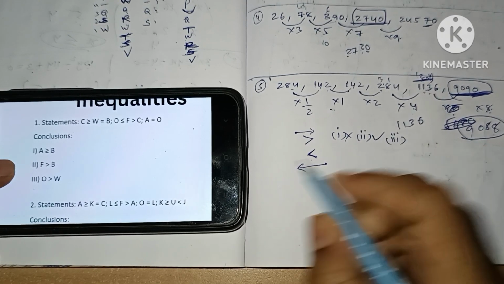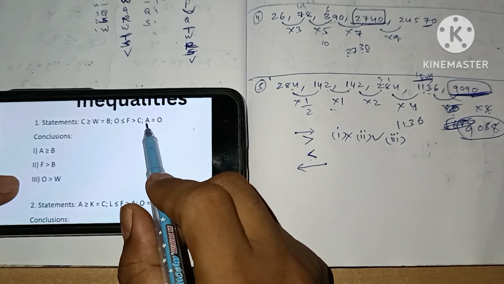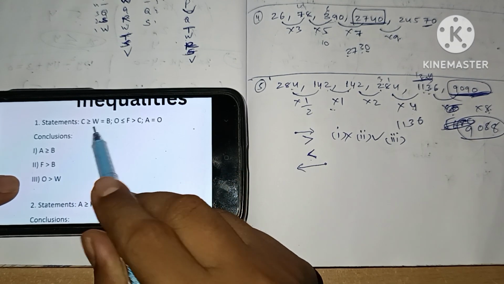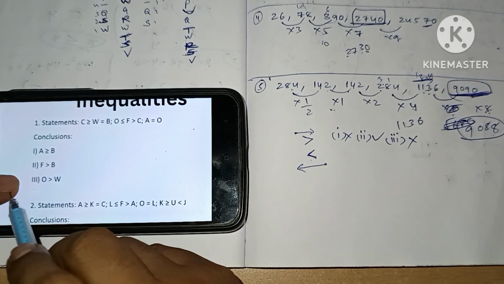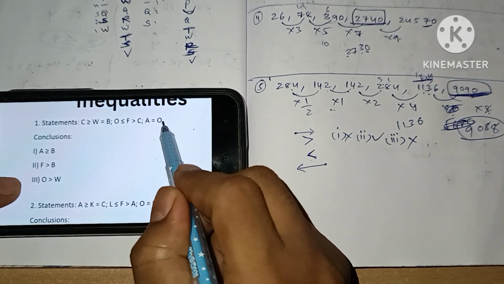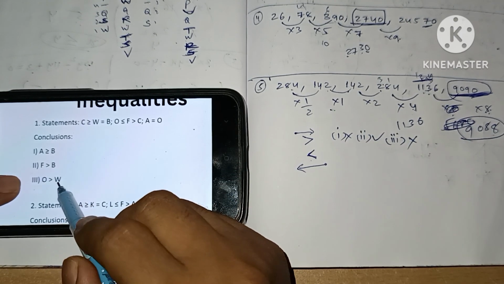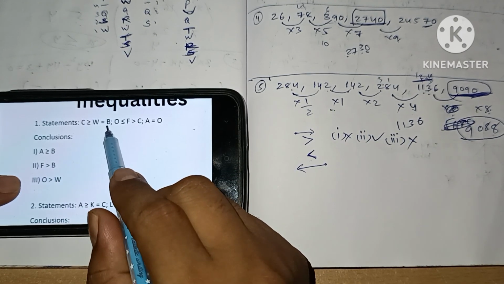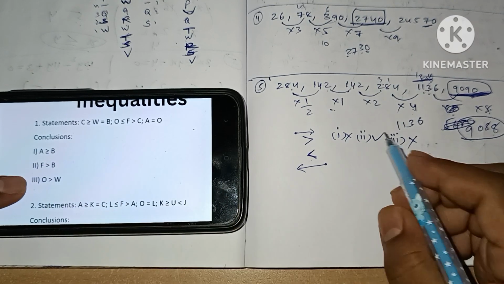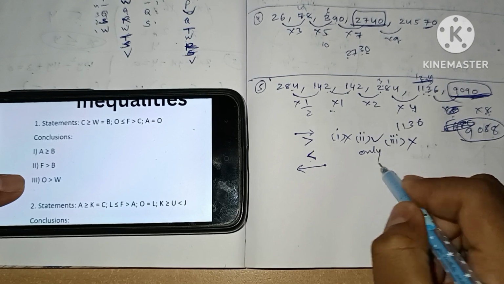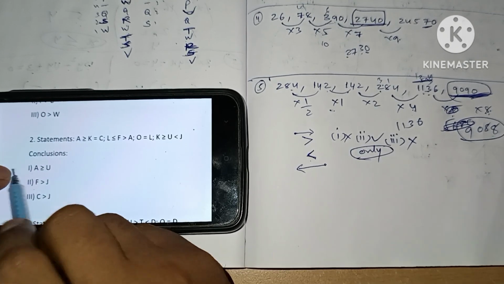Third conclusion, the flow from O to W. From O we can reach only A but not W. So third conclusion will be false. Here A and O are equal here. Is it maybe possible with B and W are equal? Yes, here it is equal to. A is greater and here also A is greater. So only 2 is the option for this question. Only 2 follows.